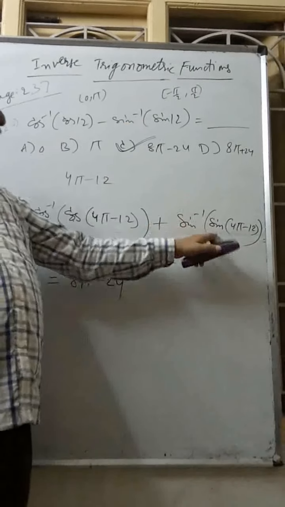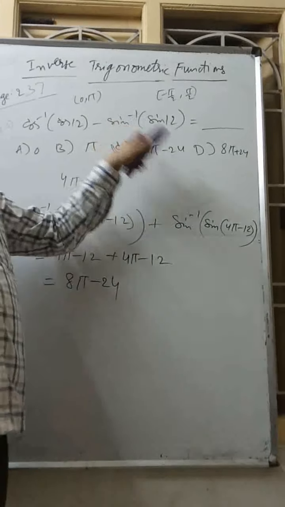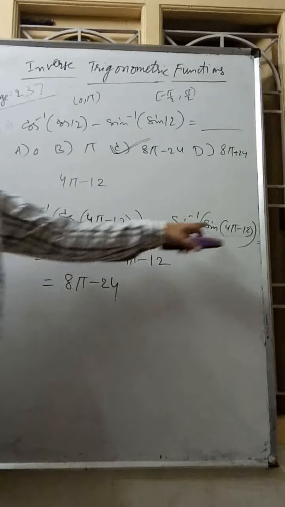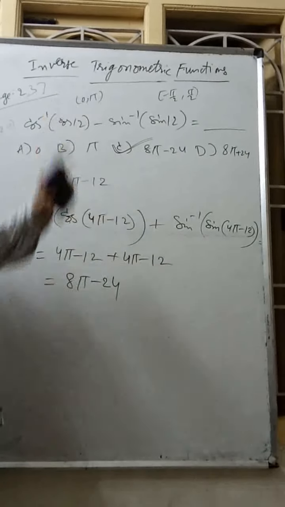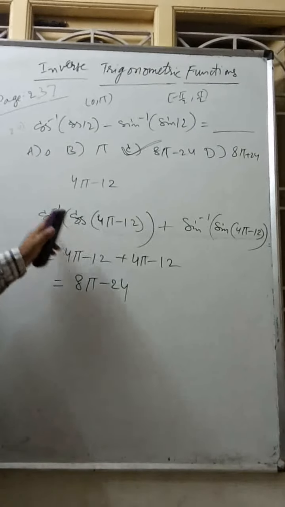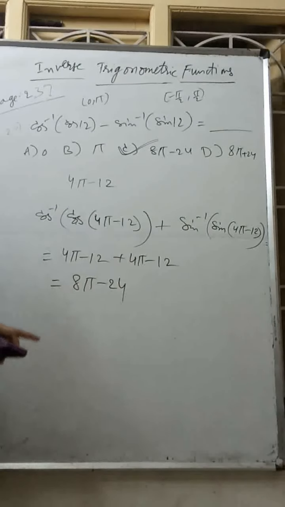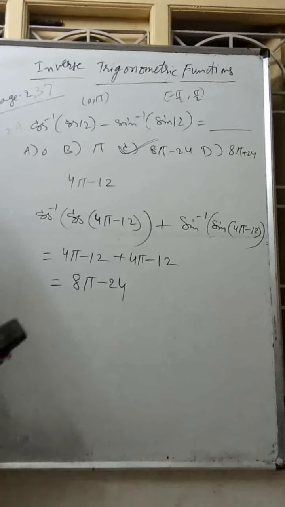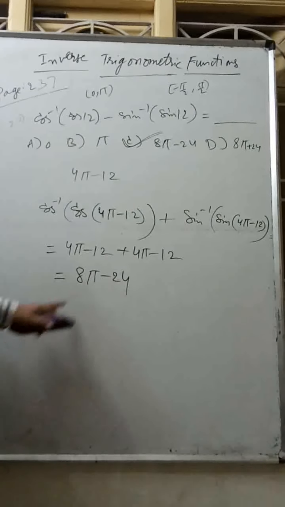But here I am changing, that's why I am making plus. So minus of minus, plus automatically. I am not changing the given value. So 4 pi minus 12 is also coming into this domain. So cos inverse cos x is x itself, sin inverse sin x is x itself, according to our identity function f inverse circle f. So 8 pi minus 24 is the required answer.